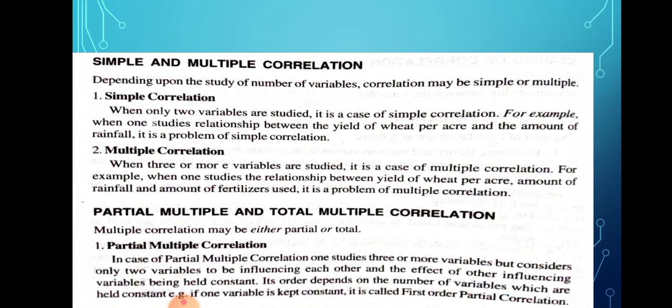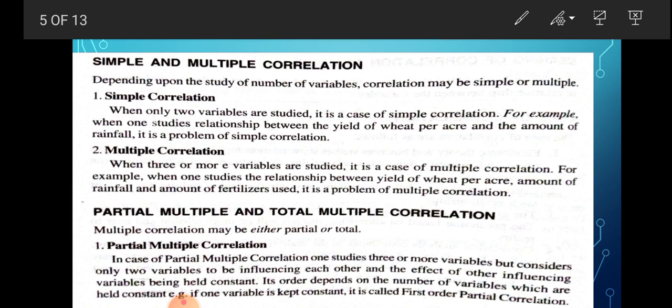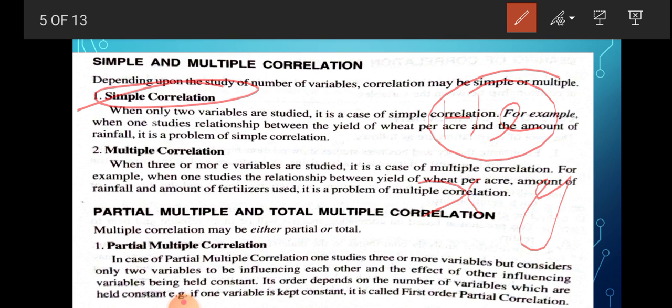So it's very easy. Now we are also dividing correlation, depending upon the number of variables studied, into simple or multiple. When only two variables are studied, like height and weight, only two variables x and y, we call it simple correlation. Because when two variables are studied, it is a case of simple correlation.